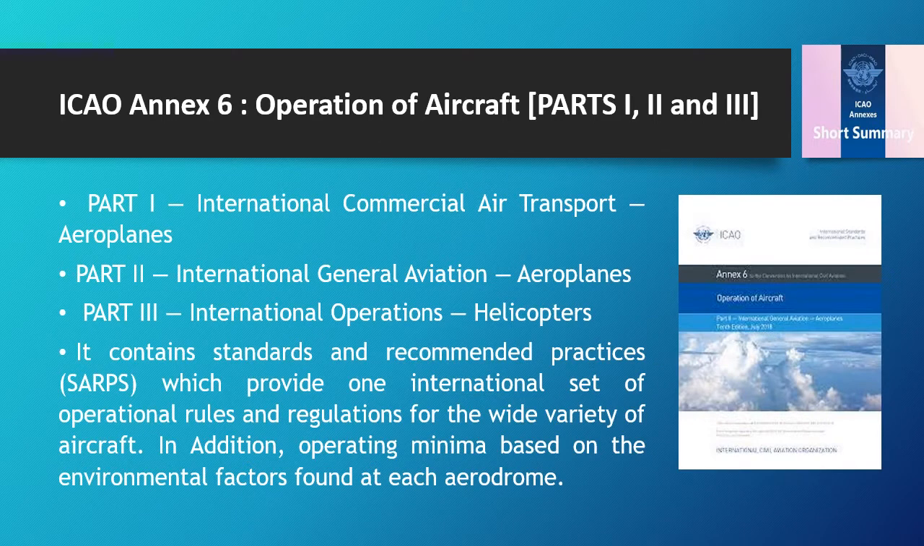ICAO Annex 6, Operation of Aircraft, Parts 1, 2 and 3. Part 1, International Commercial Air Transport, Aeroplanes. Part 2, International General Aviation, Aeroplanes. Part 3, International Operations, Helicopters. It contains standards and recommended practices, SARPs, which provide one international set of operational rules and regulations for the wide variety of aircraft. In addition, operating minima based on the environmental factors found at each aerodrome.